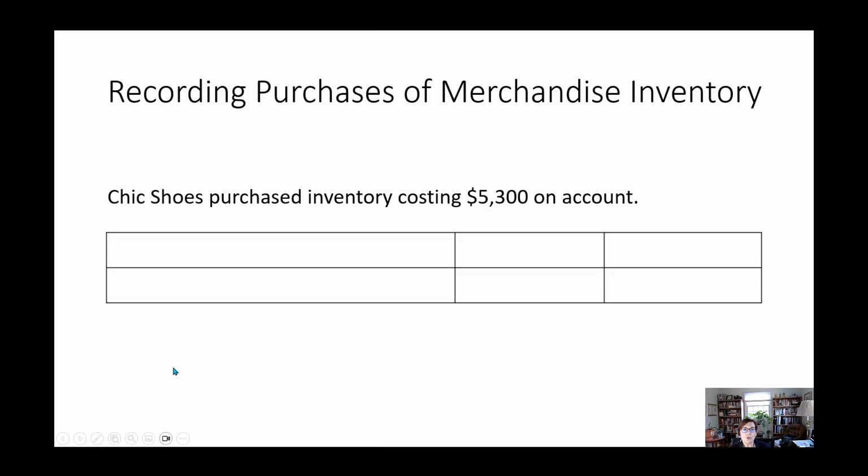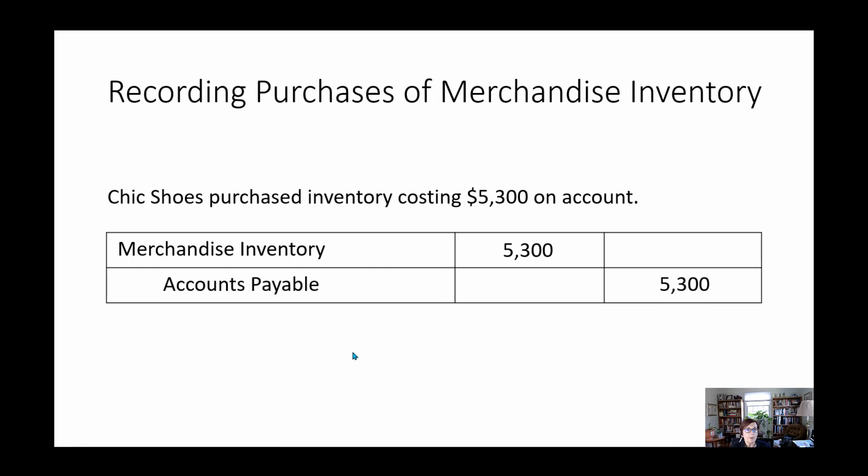So let's say Chic Shoes purchased inventory costing $5,300 on account. All right, so they're buying an asset, right? So hopefully you're thinking in your head, okay, assets have a debit balance. Our asset is going up, so we're going to debit the asset. So we're going to debit merchandise inventory for $5,300. It's on account, meaning that we haven't paid for it yet. So our credit is going to be accounts payable. Remember, accounts payable is a liability with the credit balance. It's going up.